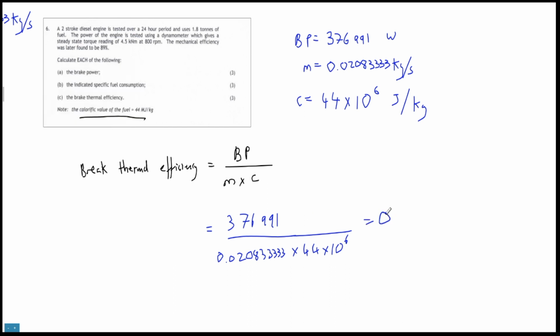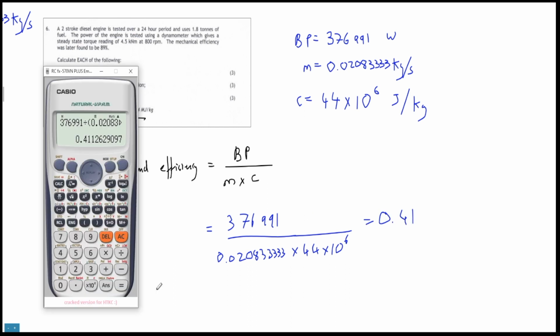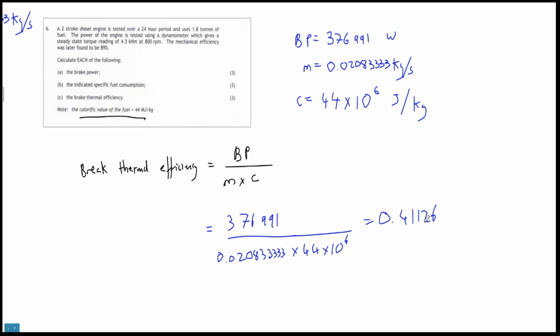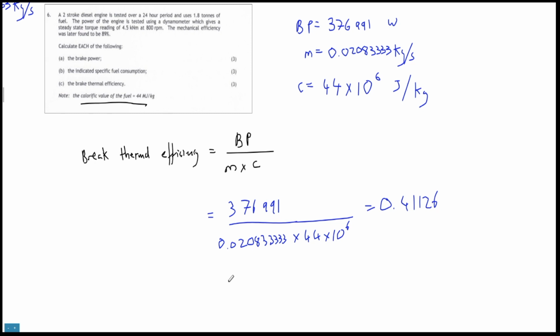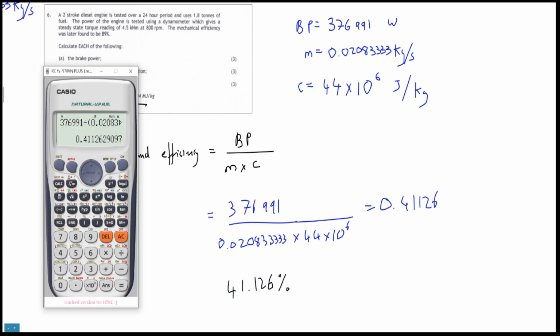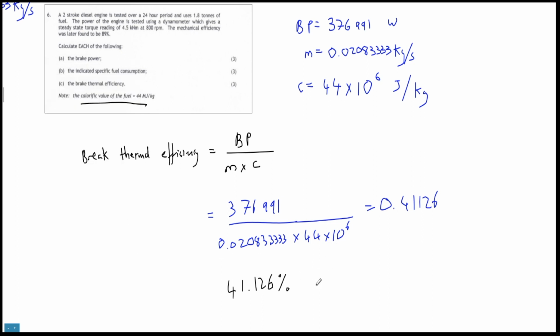0.41. The reason it looks good is we're talking about percentage, so 41%. Sounds about right. It's not too efficient, not too inefficient. It's not some crazy small number, and not some crazy big number. So again, we times it by 100, so this is equal to 41.126% efficient. Great, that's the end of question 6. On to the next one.